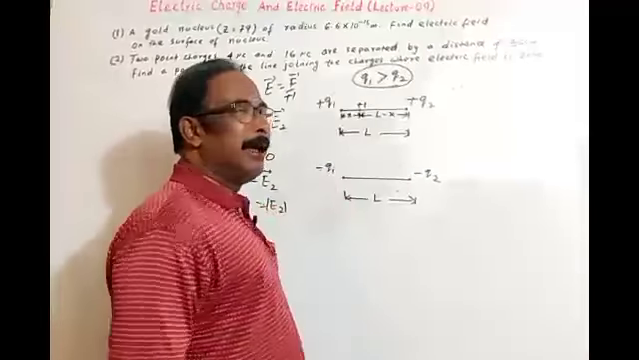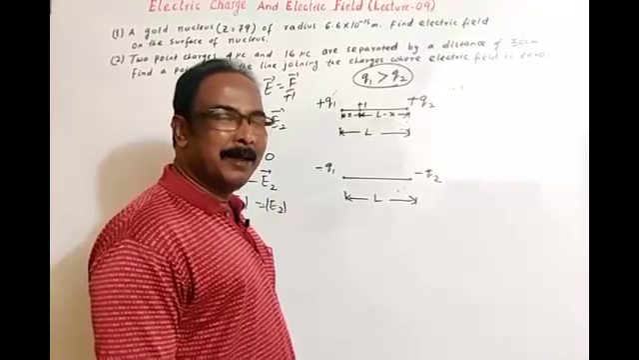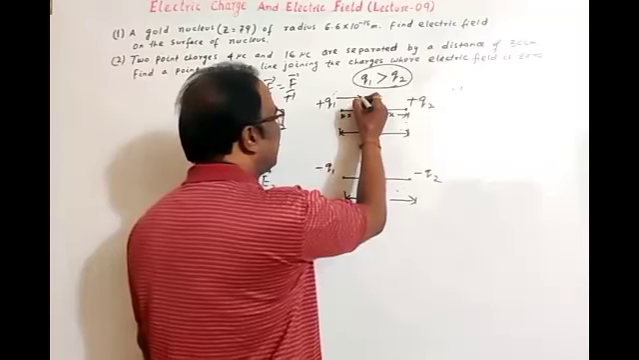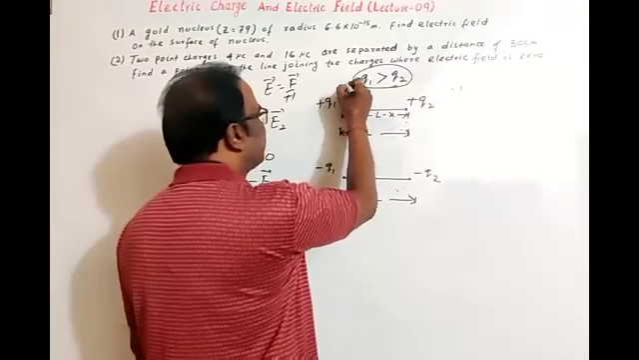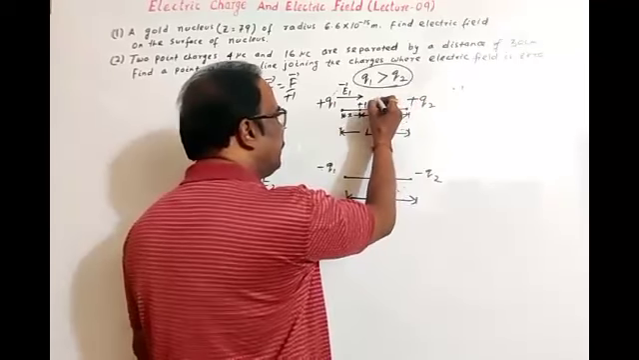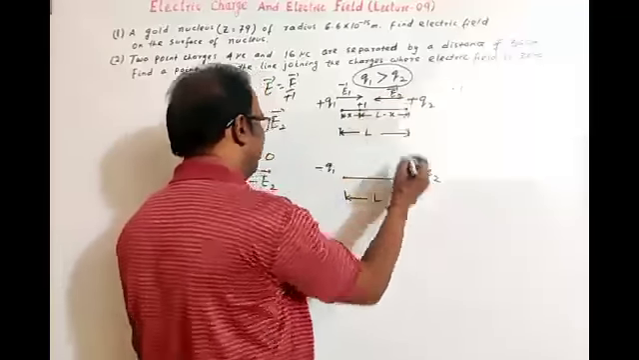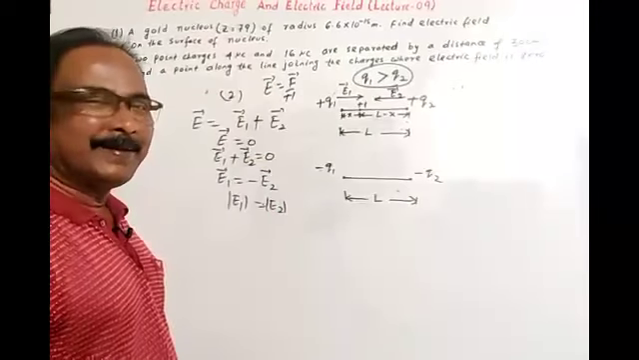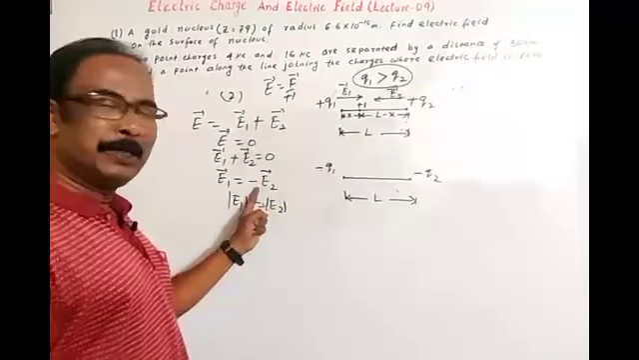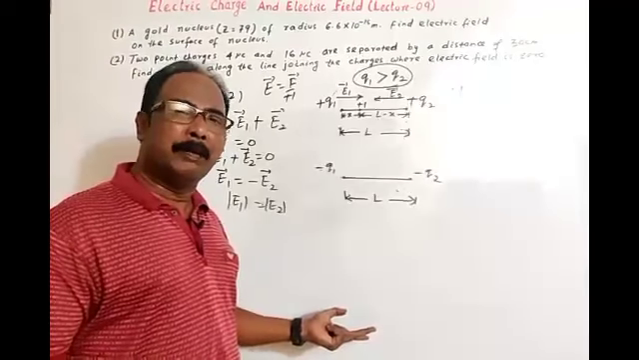See students, as per our general thought, similar charges repel and dissimilar charges attract each other. This is positive, this is positive. So q1 repels the unit positive charge. Let the field intensity due to +q1 be E1. Similarly, +q2 repels the unit positive charge, let this intensity be E2. We have satisfied one condition, the two intensities must be opposite in direction. Then the next condition, the two intensities must have the same magnitude.